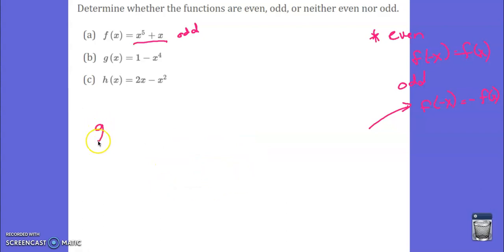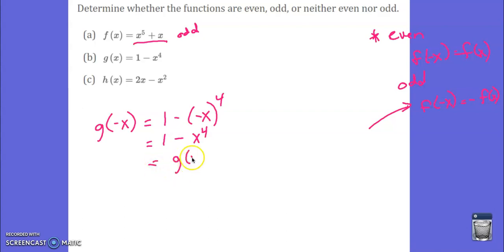Letter B, I'm going to take g of x, but instead of just x, I'm substituting negative x in. And notice what I get: negative x to the 4th power is a positive x to the 4th. And that literally is what g of x is. When you substitute in, you get the exact same function, so this happens to be an even function. All right, let's look at letter C.